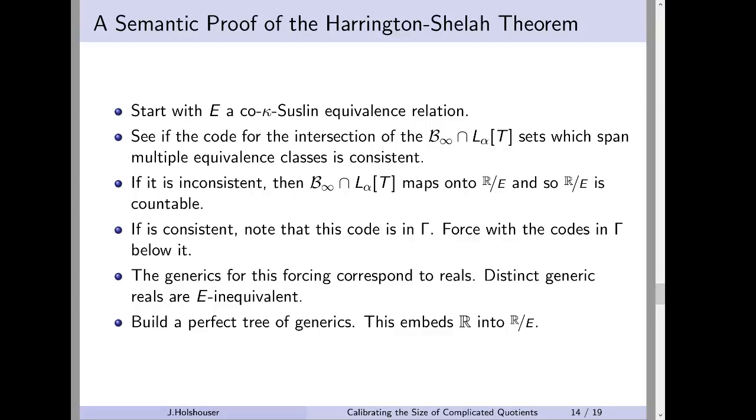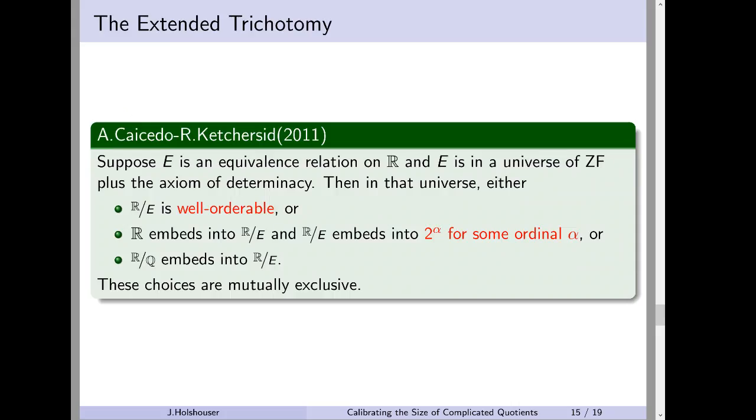And being below that condition ensures that the generics, which do correspond to real numbers, are E inequivalent. So now you've got this big forcing, it's got all kinds of splitting going on, so you just build a perfect tree inside there. Copy the Cantor set of generics, basically. And they're all E inequivalent, so that embeds R, which is really the Cantor set, into the quotient space. All right, so that's kind of the gist of it. It's not so bad. Okay, so just to recall, this was the defect in Casado-Ketracid, these little things in red, the imprecision. So we're able to fix that.